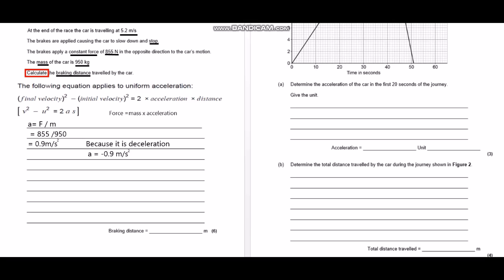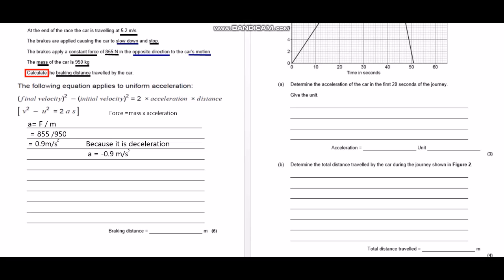So a is equal to the force divided by the mass. Therefore, the force is 855 newtons and the mass is 950 kilograms. So we get an answer of 0.9 meters per second squared. But looking back at the question, because it causes the car to slow down and the force is applied in the opposite direction to the car's motion, that means we know that the acceleration, or it is in fact deceleration, so therefore it has to be negative. So our value for acceleration is minus 0.9 meters per second squared.